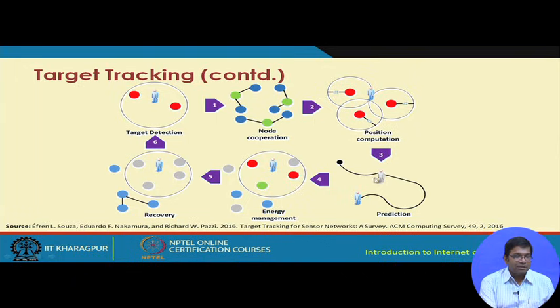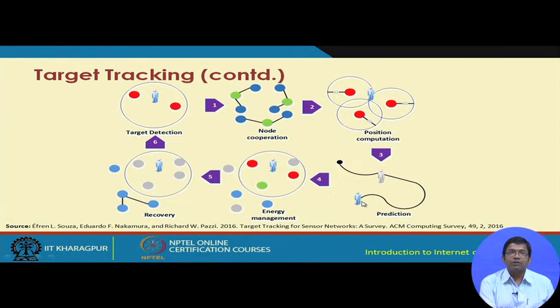Then after that, there has to be some prediction. Prediction is about this: if the object is at a particular location at a certain instant of time, then at a later instant of time, after delta t, where is the object going to be? So, let us say that the object is going to be over here.